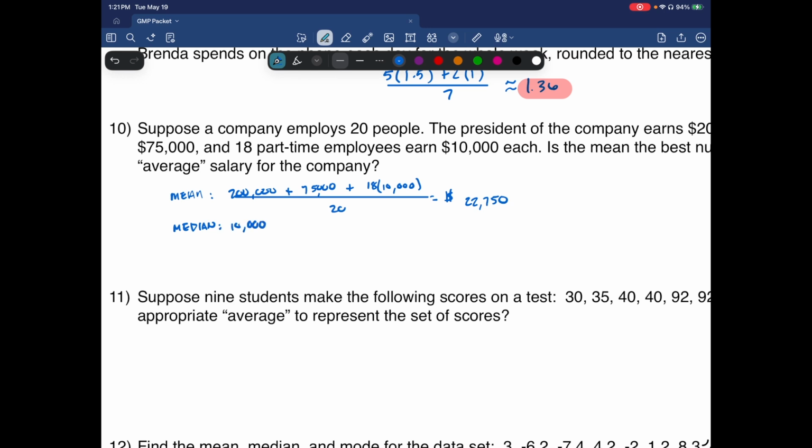And because 10,000 recurs 18 times, the mode would also be 10,000. So because of the president and vice president making so much money, the mean itself does not represent this data the best way. All right, so the average salary, either the median or the mode would better represent the average in this case instead of the mean because of the salaries of the president and vice president.